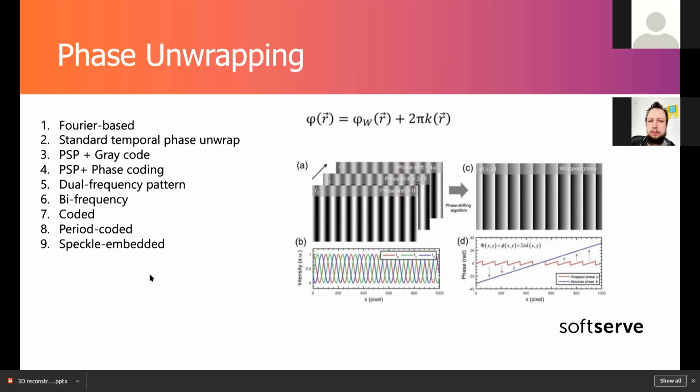So, in general, as said, the problem of phase unwrapping is to find such an integer multiplier k. We should add some multiplier of 2π to the wrapped phase in order to restore the unwrapped phase, and this k should be found for each pixel.